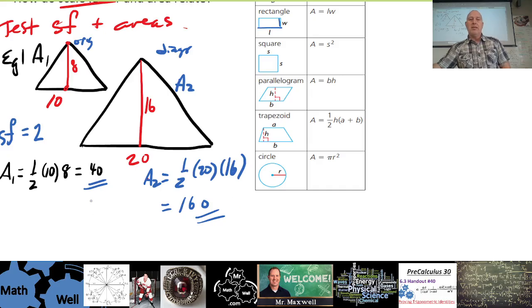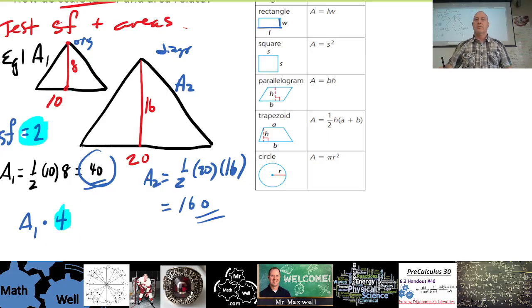In this case, area 1 was multiplied by what to get this one? It is a multiplication factor. We're multiplying by 4 here, right? Now consider the scale factor and the area factor. They're not the same. One is 2, one is 4. With me? Okay, let's do another one.